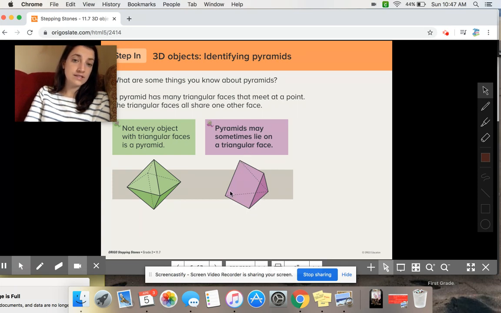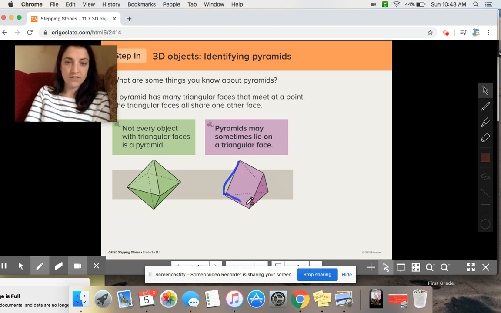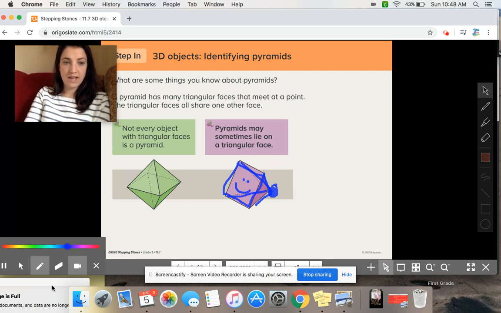However, this is the face that they all share and they all meet at this point. If we look at it like this, they all share this face right here. And then all of the triangle sides meet at this point here. They all meet here. So they have to share the face and also meet at the same point.